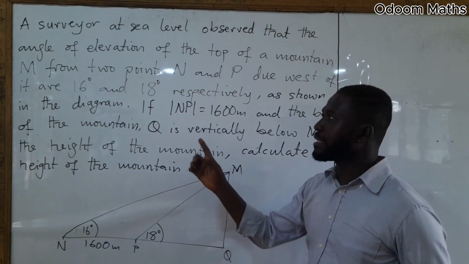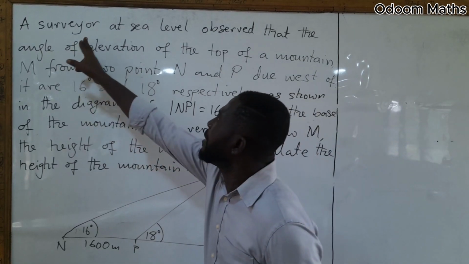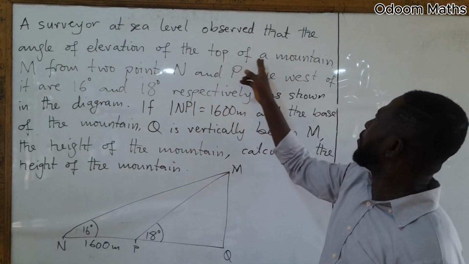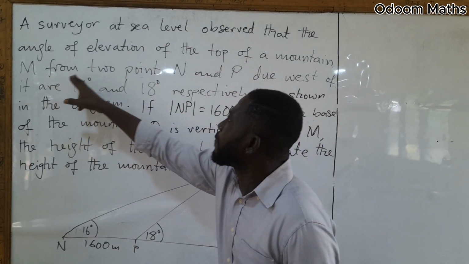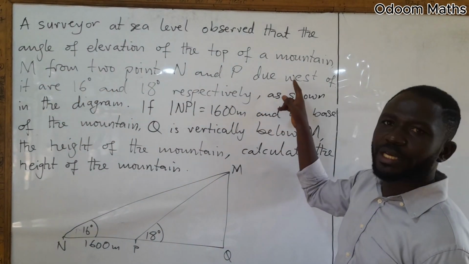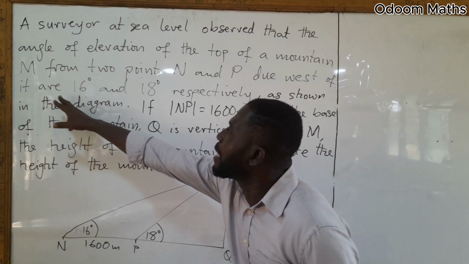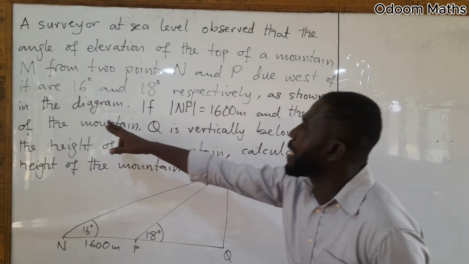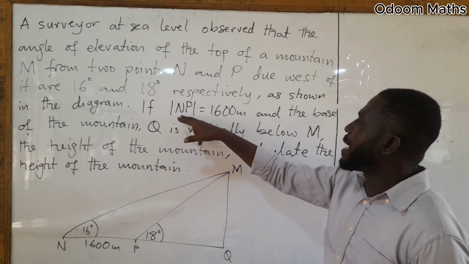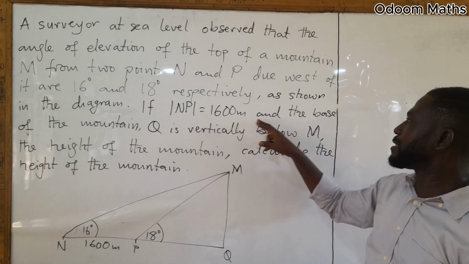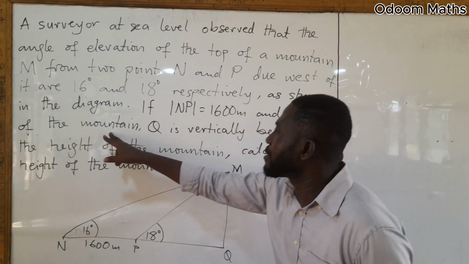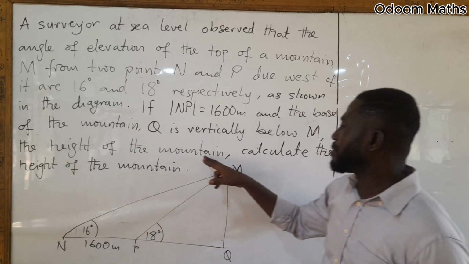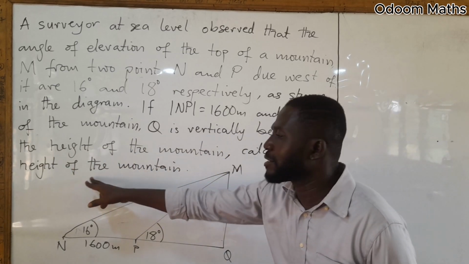Okay, now let's look at this example. A surveyor at sea level observed that the angle of elevation of the top of a mountain M from 2 points N and P due west of it are 16 degrees and 18 degrees respectively. As shown in the diagram, if NP equals 1,600 meters and the base of the mountain Q is vertically below M, calculate the height of the mountain.